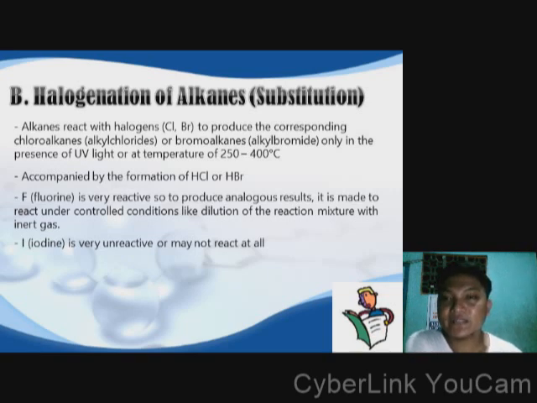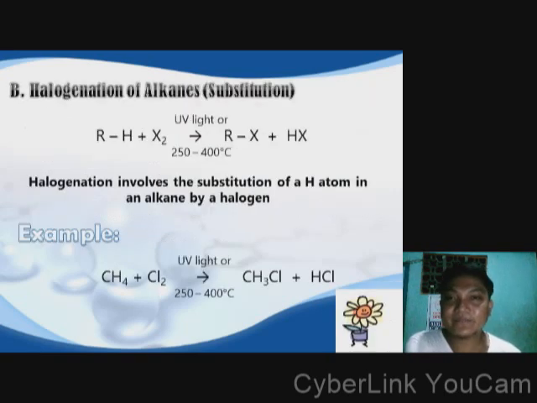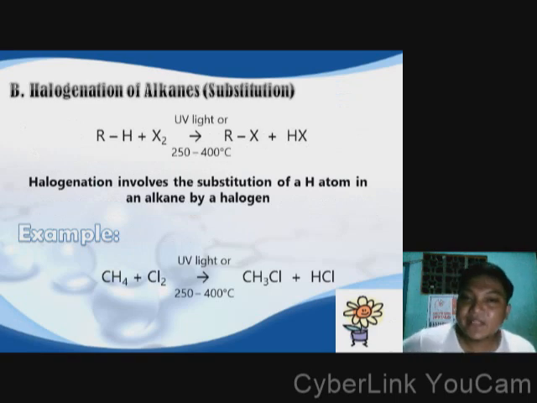Fluorine is very reactive, so to produce analogous results, it is made to react under controlled conditions like dilution of the reaction mixture with inert gas. Iodine is very unreactive or may not react at all. So, we have here the halogenation of alkanes.